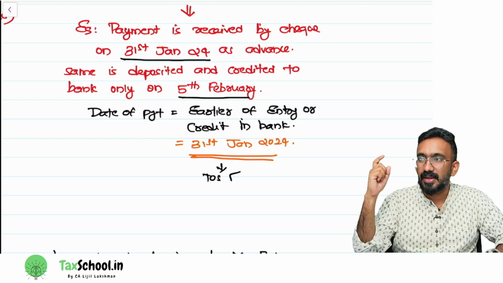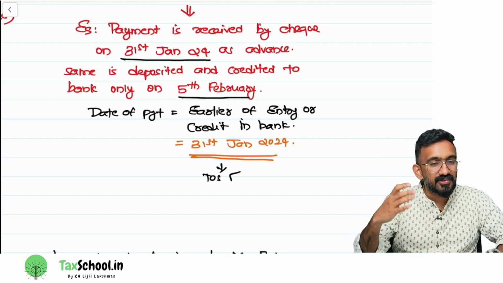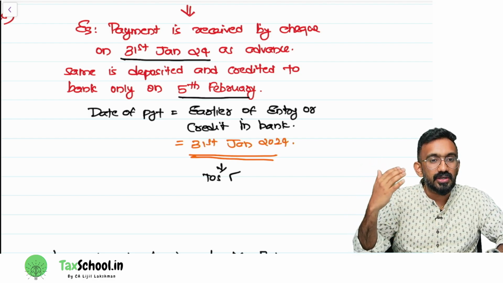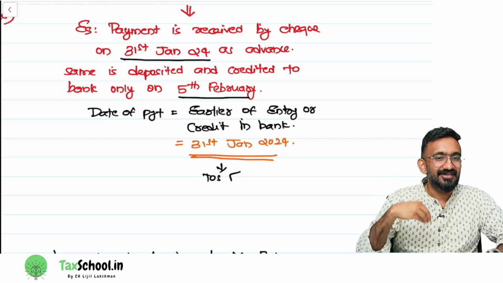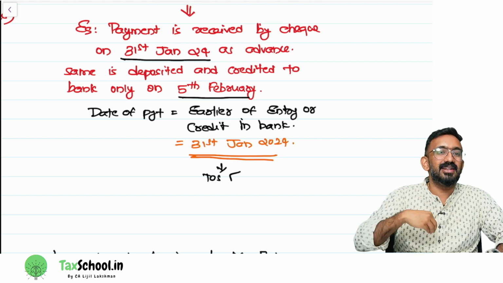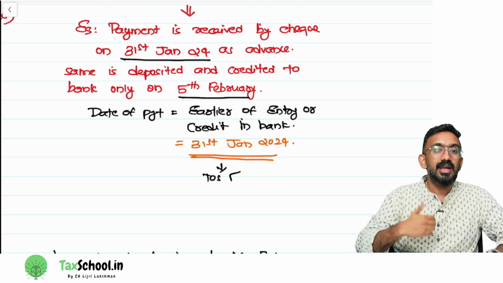I said date of payment would be the earlier of date of entry in the books or credit in the bank, which means government will take the beneficial date. What is the beneficial date? Government wants taxes earlier. So they said advance date would be date of entry in the books.